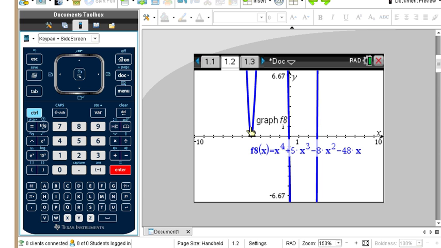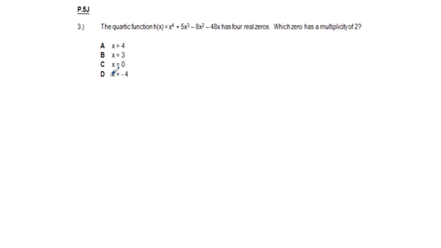Now, a multiplicity of 2 would be where the graph touches the x-axis but does not go through. That looks like it occurs at x equals negative 4. I don't know of a really simple way to do this without graphing, because another way would be more advanced factoring. So our correct answer is D, x equals negative 4. Again, even-number multiplicity will touch the x-axis but bounce off.